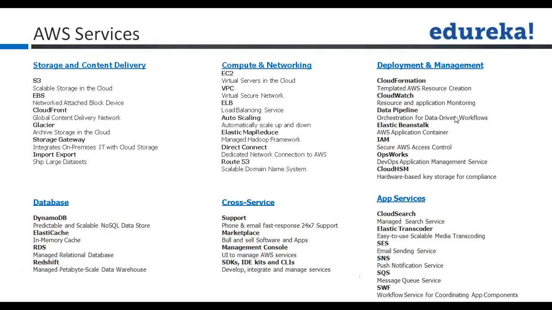So CloudFront is a content delivery network. You might have heard the word Akamai. Akamai is another offering. CloudFront directly competes with Akamai. Glacier is an archival service from the cloud.